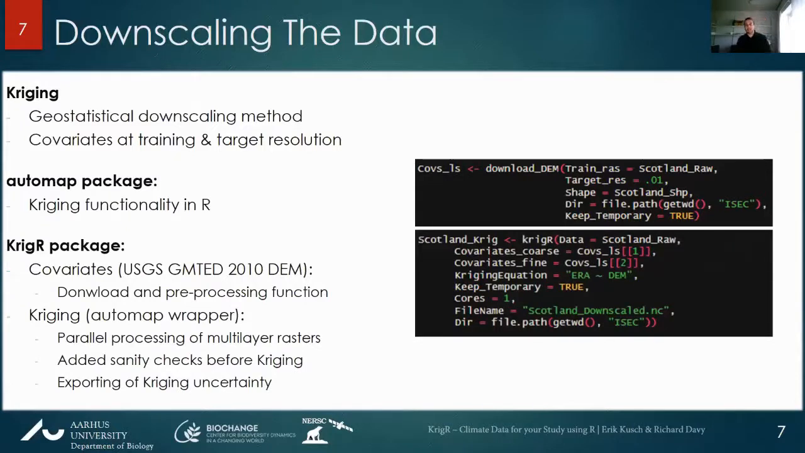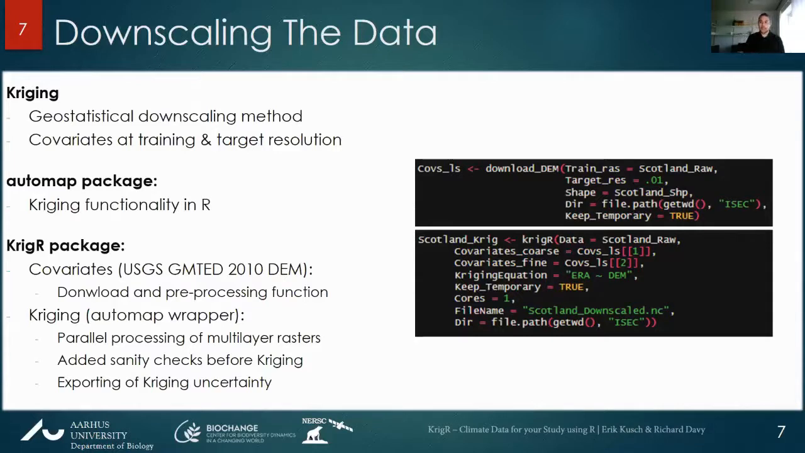Once we've got our covariates, we can then execute a third step in our KrigR workflow, which is the actual kriging, an AutoMap wrapper from the package I mentioned earlier. Here we have changed how AutoMap works to a certain degree by allowing for parallel processing of multi-layer rasters, meaning if you have a machine or a server which has an abundance of computational cores, you can now make use of all of these in terms of multi-layer kriging, instead of just letting everything run on just one core, meaning you can potentially increase the kriging speed of a multi-layer raster by however many cores you have.